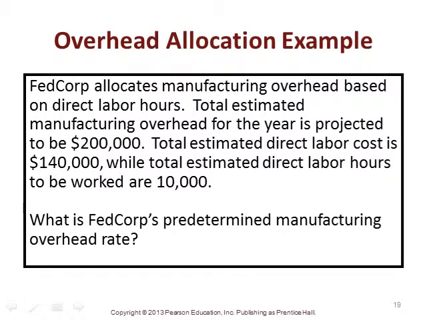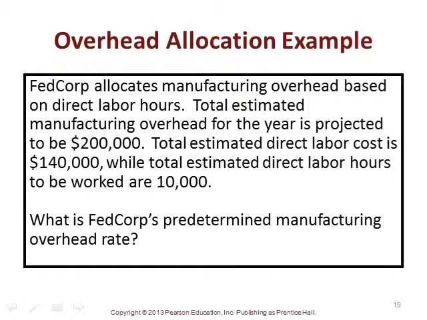And so probably the best way to do this is through an example. So if we look at this, we can look at FedCorp. It allocates manufacturing overhead costs, again, based on direct labor hours. The estimated manufacturing overhead for the year is projected to be $200,000. The total estimated direct labor cost is estimated to be $140,000, while the total estimated direct labor hours to be worked are 10,000. So first we have to determine what the predetermined manufacturing overhead rate is.